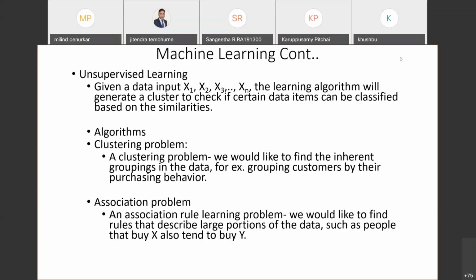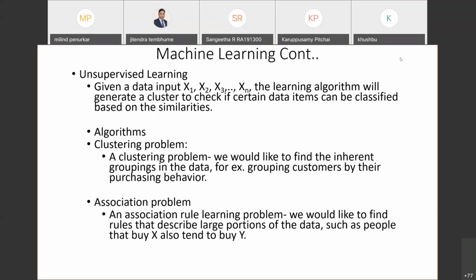And I could have an association problem, an association rule learning problem, where we find the rules that describe a large portion of the data, such as people that buy X also tend to buy Y. So you have this data available, and we would like to find an association, where if some customers buy milk, they would also try to buy butter, and so on. That's the kind of association we are talking about as far as the association problem is concerned. But that comes again, as I said, under unsupervised learning. Right. So in unsupervised learning, we only have an input, but we try to find clustering or association.